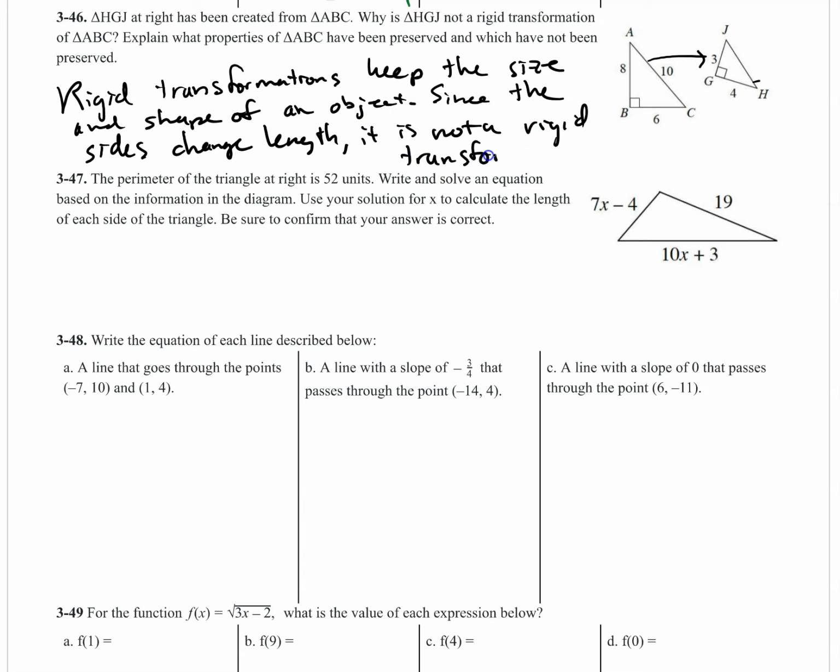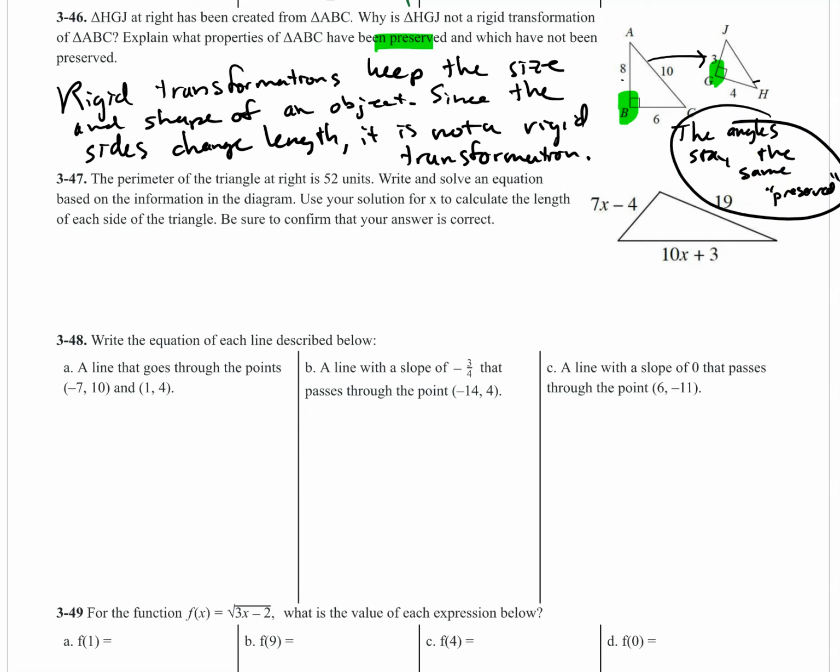But, that being said, something stays the same. So again, since the sides are changing lengths from this triangle to the other, it's not rigid. But something gets preserved, something stays the same. So look at angle B and angle G. What do you notice? They're the same, right? So maybe we can say that the angles stay the same. And if you want to use a fancy word, they're preserved. Angle sizes are preserved.